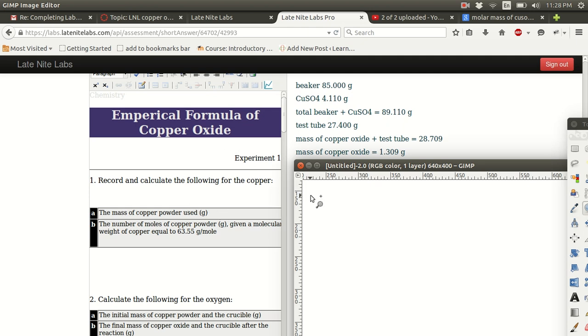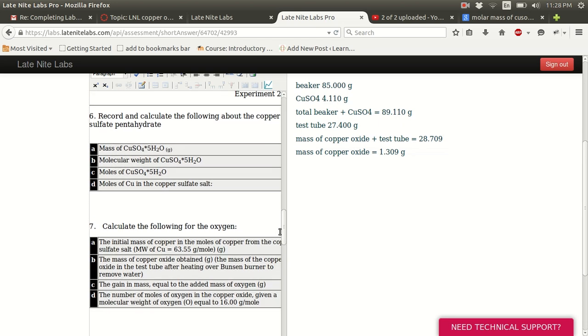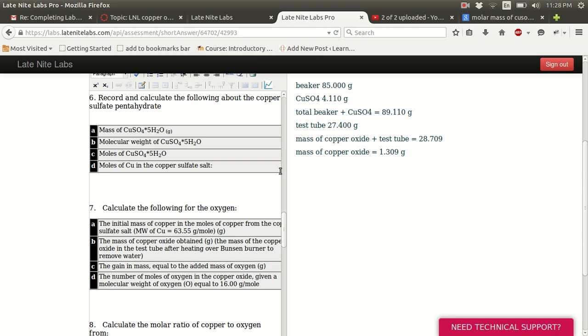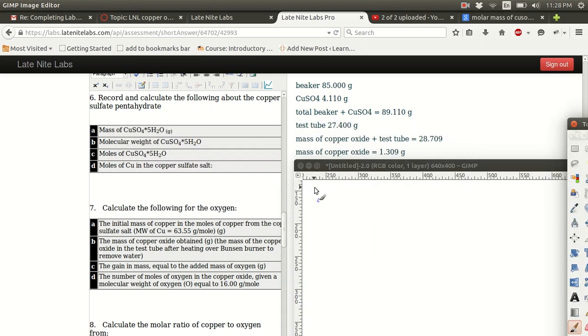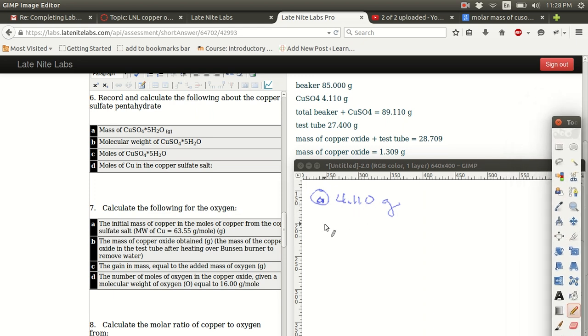So here the mass of the copper powder that I used. Okay, this is experiment 1, sorry. Go back to experiment 2. All right, so here the mass of copper 2 sulfate pentahydrate that I used was, part A, it was 4.110 grams. Wow, that's kind of a funny color. Let me get back to black. Okay. Now for part B, the molecular weight, oh, it's still blue, how weird.